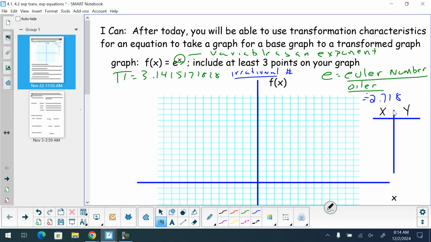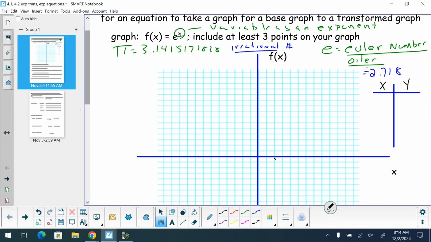We have our x and we have our y. I'm going to go out 2 spaces here. Going upwards, we can go up 1. And what I want you to calculate is, you can go e to the negative 1, e to the 0, e to the 1, e to the second power. We'll go 4 values here.